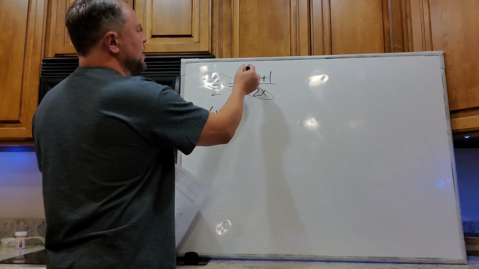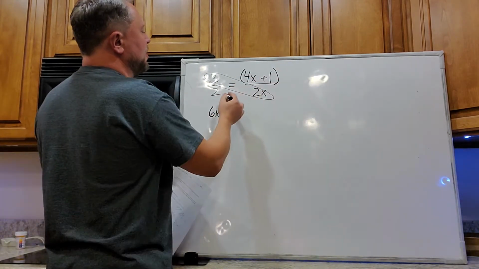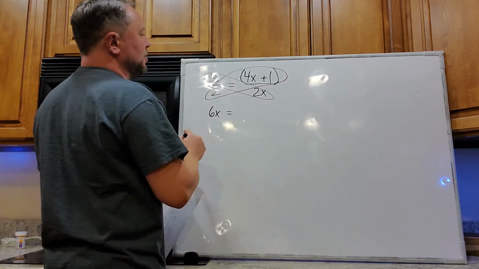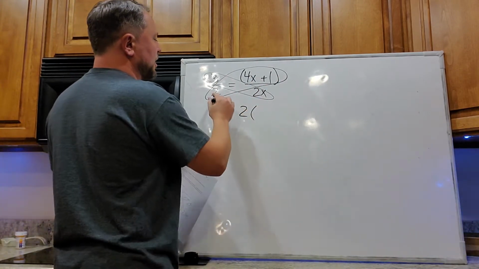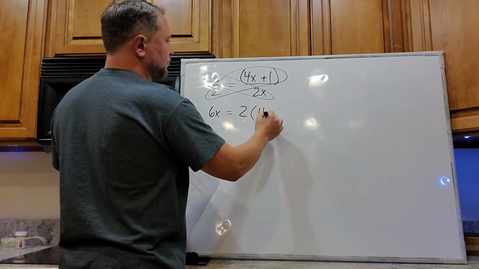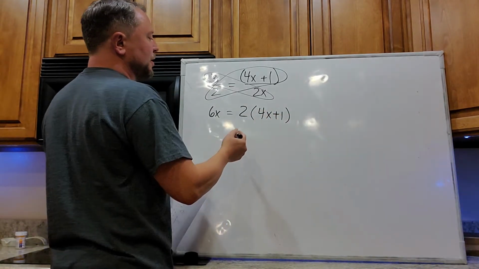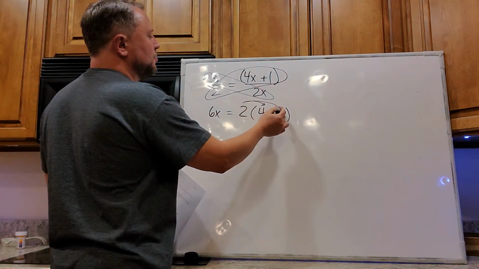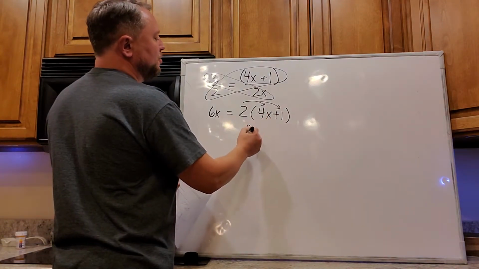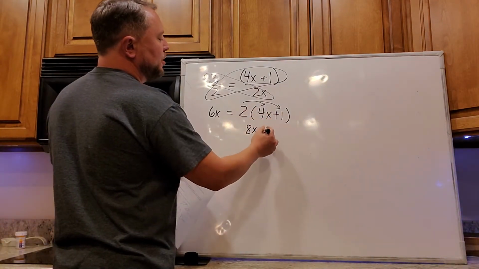And take this 2 times everything up here. That's the other cross multiplying we're going to do. So 2 times the quantity 4x plus 1. You've got to distribute the 2. So 2 times 4x would be 8x. 2 times the 1 would be 2.